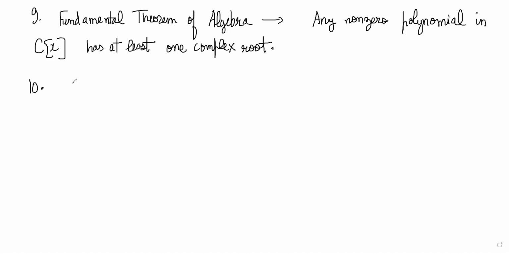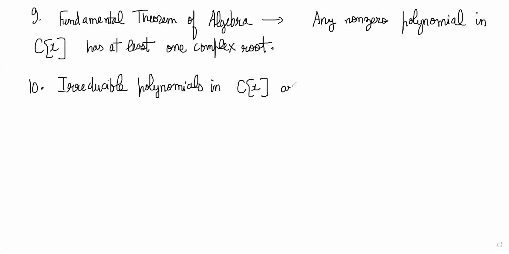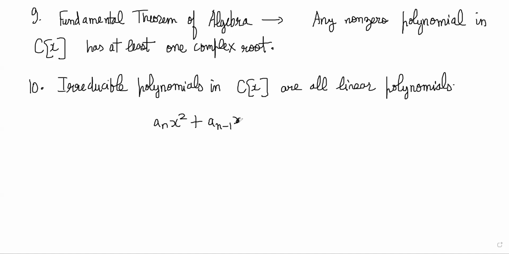So the next idea is irreducible polynomials. Irreducible polynomials in C of x are all linear polynomials. Why is that so? Because the fundamental theorem says that if you have a quadratic polynomial, let's say we have a quadratic polynomial like this.